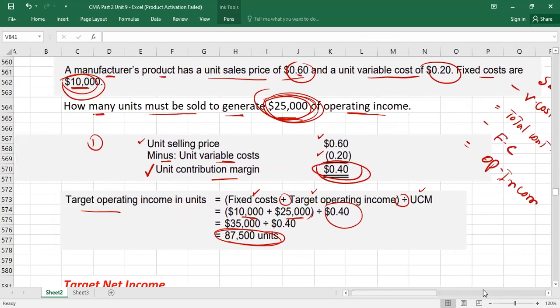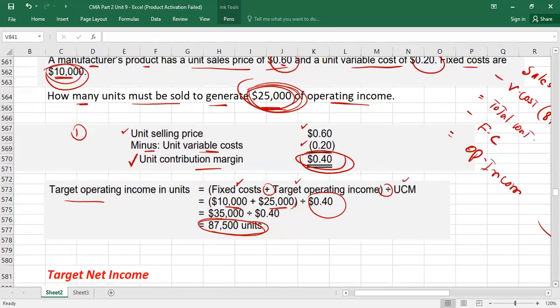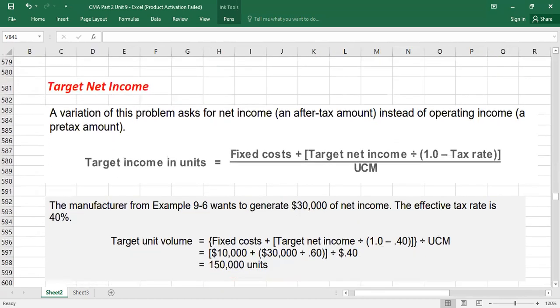Now, guys, we have some time here because there are various cases which we need to understand. Now, sometimes they will ask you about target net income, like target net income in units, like how many units we should sell which can leave a specific amount of net income. Net income means it is always after tax.